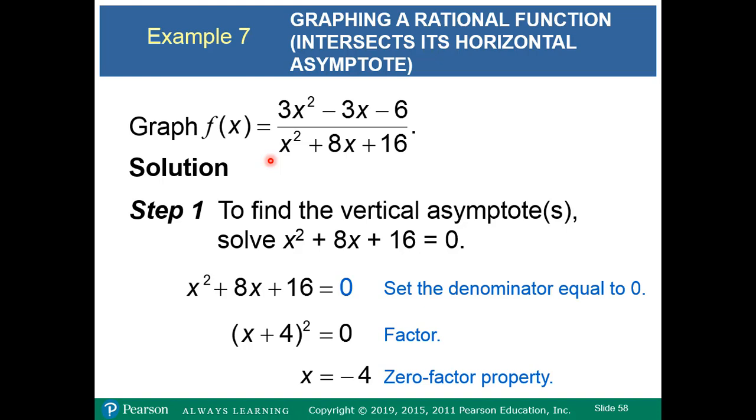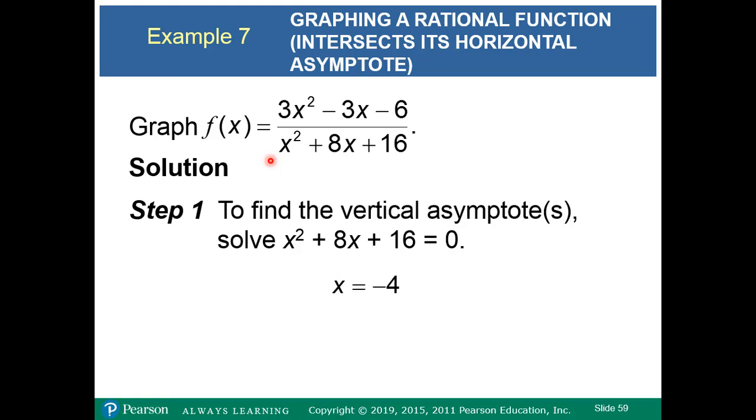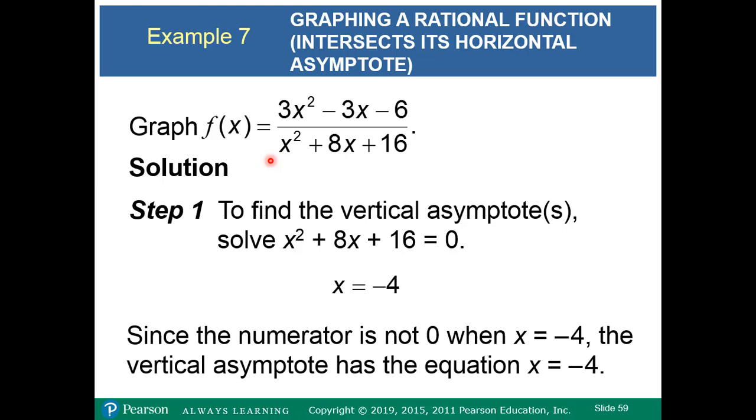Okay, so x equals negative 4 by the zero product principle. Now to find the vertical asymptotes, we're going to set that equal to 0. So the vertical asymptote is going to be at x equals negative 4. Since the numerator is not 0 when x equals negative 4, the vertical asymptote has the equation x equals negative 4.